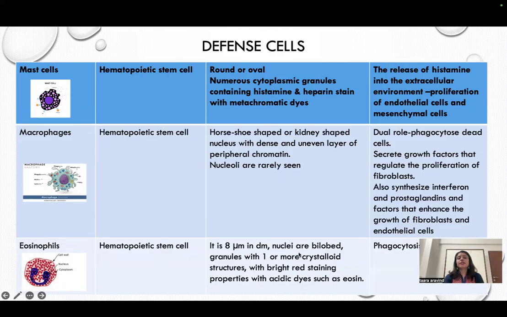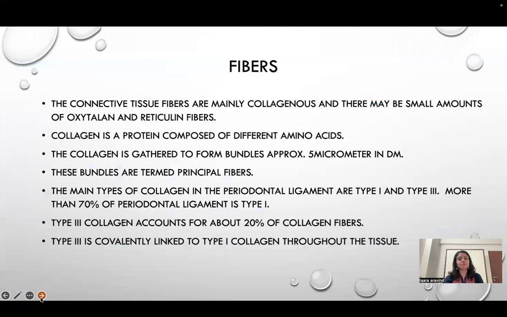Eosinophils are bilobed nucleated cells, and they have numerous granules in the cytoplasm having bright red staining properties with acidic dyes such as eosin. The main function is again phagocytosis. So that finishes the cellular compartment of the periodontal ligament.